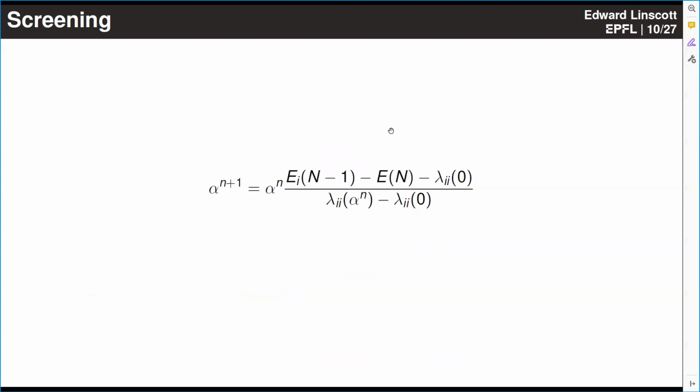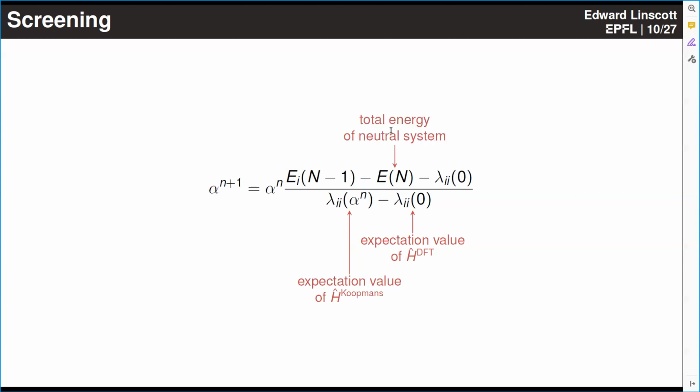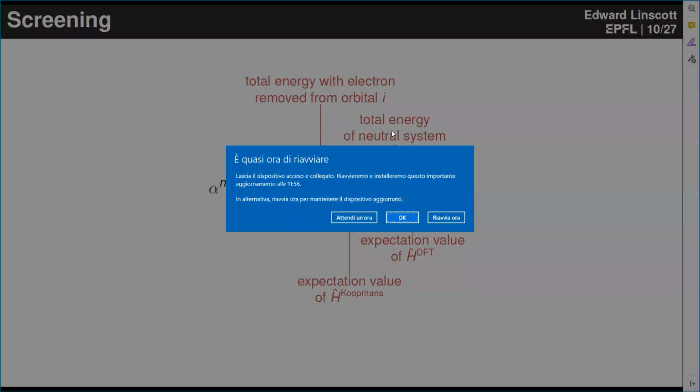So just to drill down on exactly the ingredients that we need to calculate in order to obtain these screening parameters. Here, this is the expectation value of our Koopmans Hamiltonian calculated on a variational orbital, and this is the same for the DFT Hamiltonian. So these are very easy to extract from an N electron calculation. That's the total energy of our neutral system, but then this one is the difficult one to calculate. This is the total energy of our system when we've removed one electron from an orbital i. So basically here we're just wanting to calculate the energy of a charge defect.